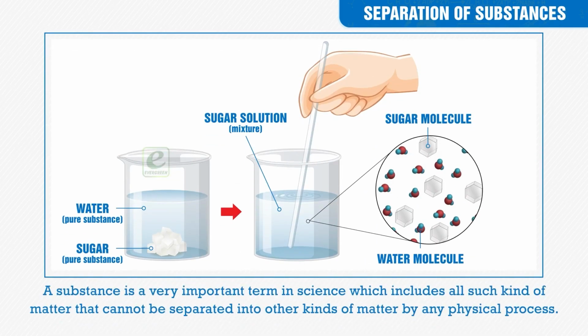Separation of substances. A substance is a very important term in science which includes all such kind of matter that cannot be separated into other kinds of matter by any physical process.